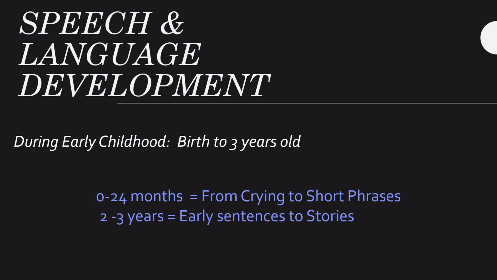This presentation is over the speech and language development during early childhood, from birth to 3 years old. During the period of 0 to 24 months, children go from crying to saying short phrases, and from 2 to 3 years old, children go from saying early sentences to telling short stories.